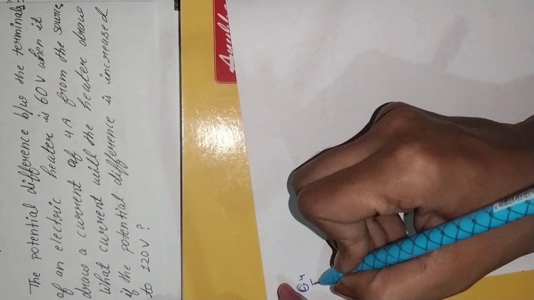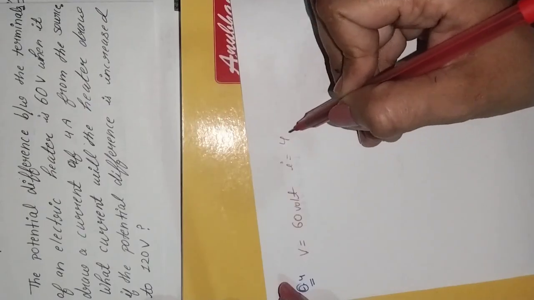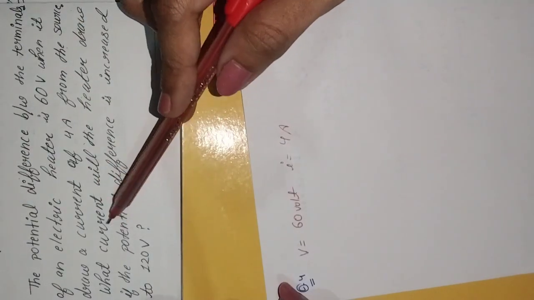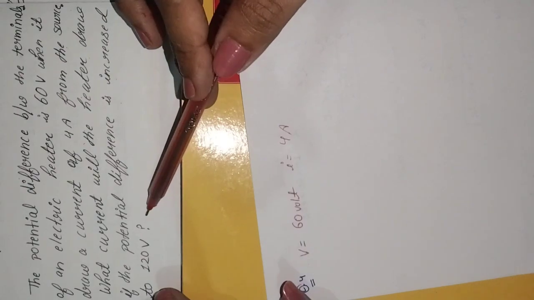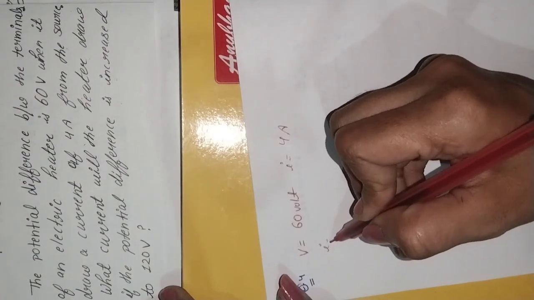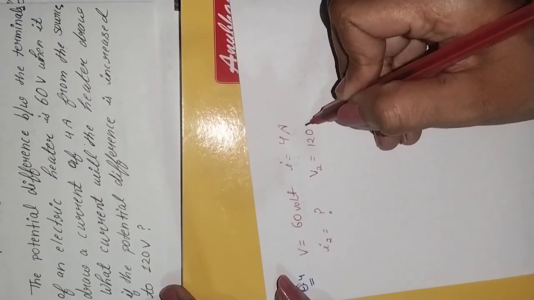So now question number 4 is, the potential difference between the terminals of an electric heater is 60 volt. क्वेश्चन नंबर 4 में आपको गिवन है वोल्टेज या पोटेंशियल डिफरेंस भी बोलते हैं इसको. Voltage is equals to 60 volt. When it draws a current of 4 ampere, I is given 4 ampere from the source, what current will the heater draw if the potential difference is increased to 120 volt? I2 is equals to question mark when V2 is 120 volt.